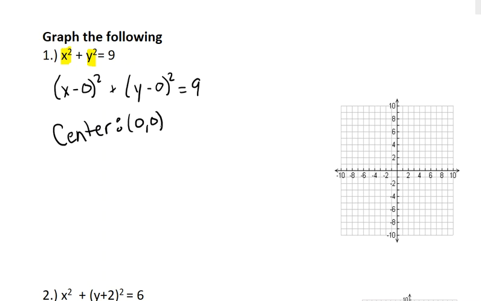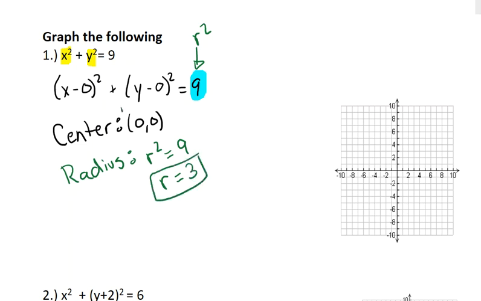The radius comes from this 9 right here. And remember, this is denoted as r squared. So the radius is r squared equals 9. So r equals plus or minus 3, but because it's a distance, we're going to go with 3. So center is (0, 0), radius is 3.